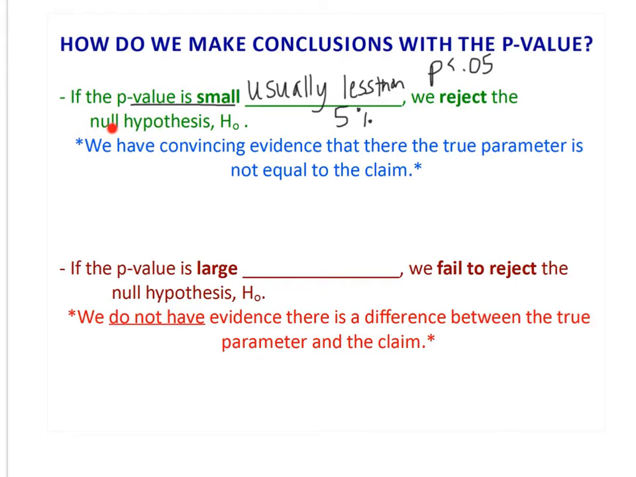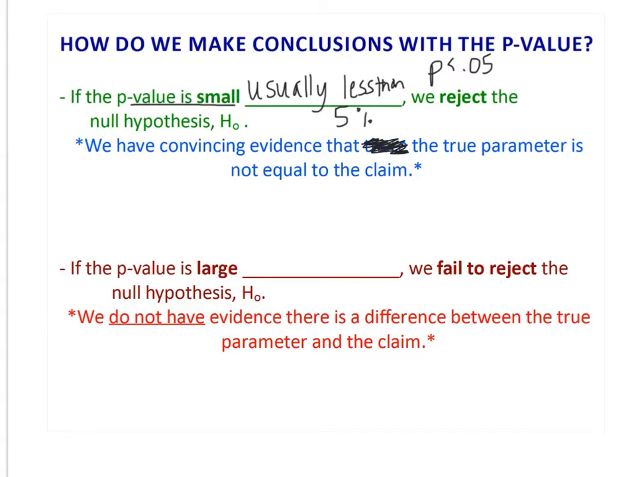In other words, we have convincing evidence that the true parameter is not equal to the claim. So we have reason to believe that the true parameter is different than the claim. That's if the p-value is small. And small, we said, is going to be about 5%. I alluded to that before in other examples, but this is where we bring this up in real time. Being unlikely usually means less than 5%.